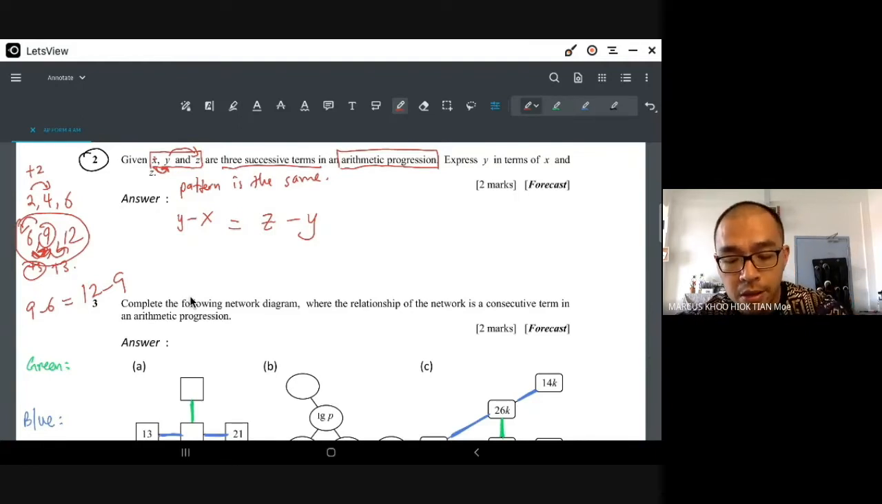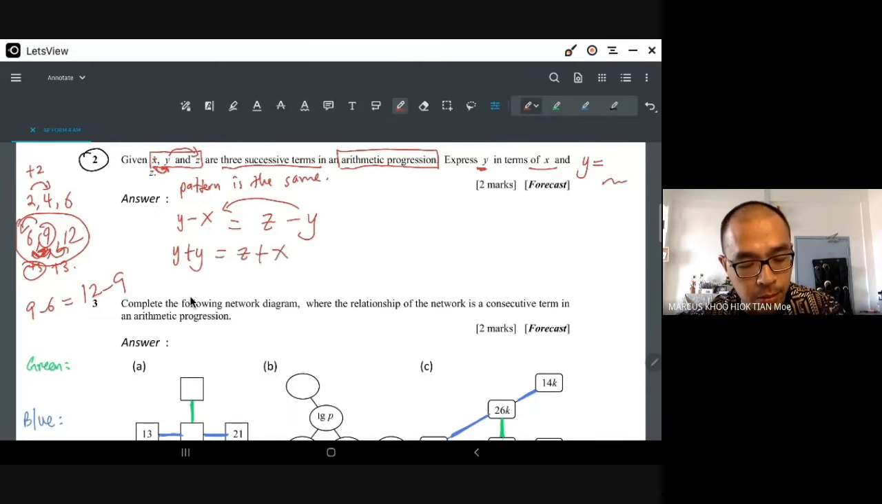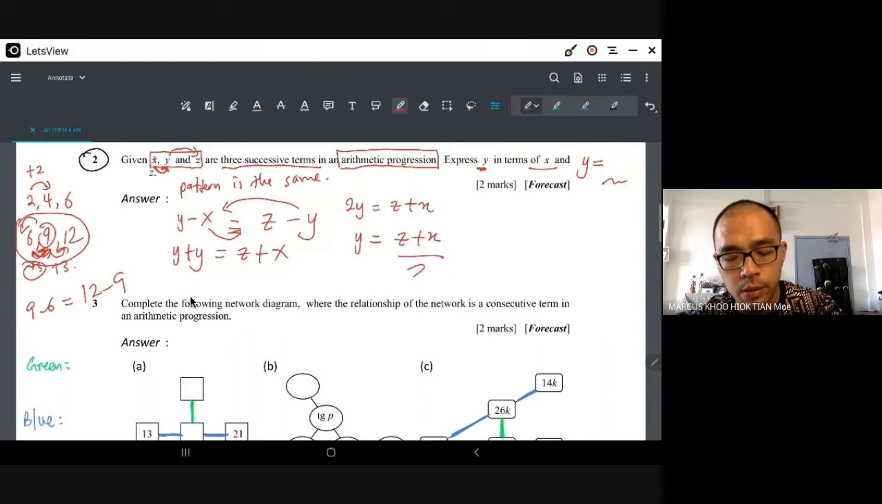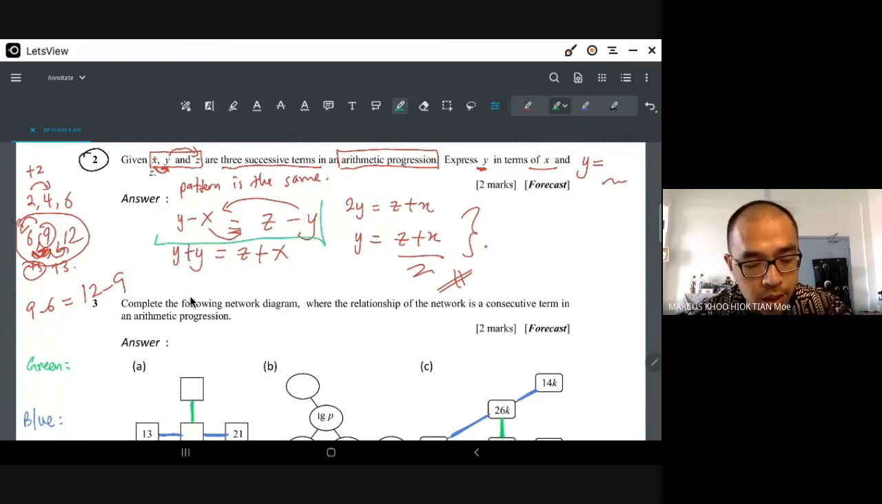After that you get the question, express y in terms of x. So y in terms of x means y equals something. So I move y over here: y plus y equals z plus x. I move x to the other side. This will be 2y equals z plus x, so y equals z plus x over 2. This is a standard question, but it is this first sentence that we must understand.